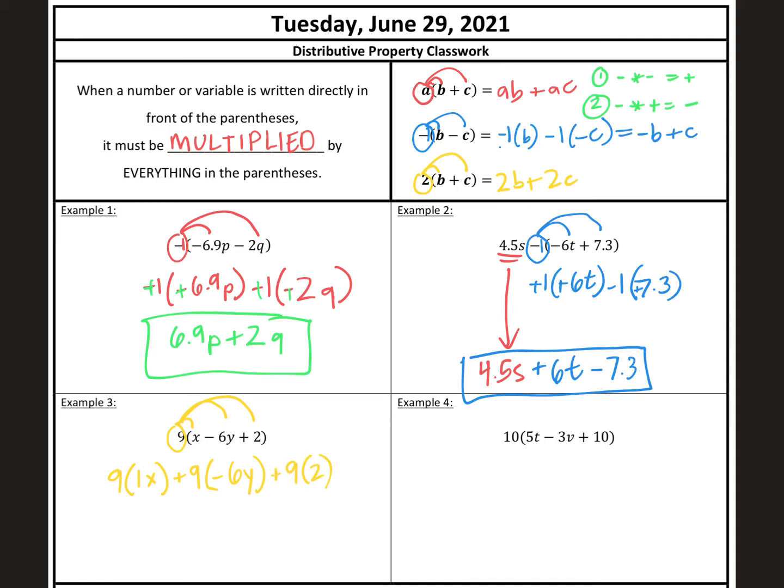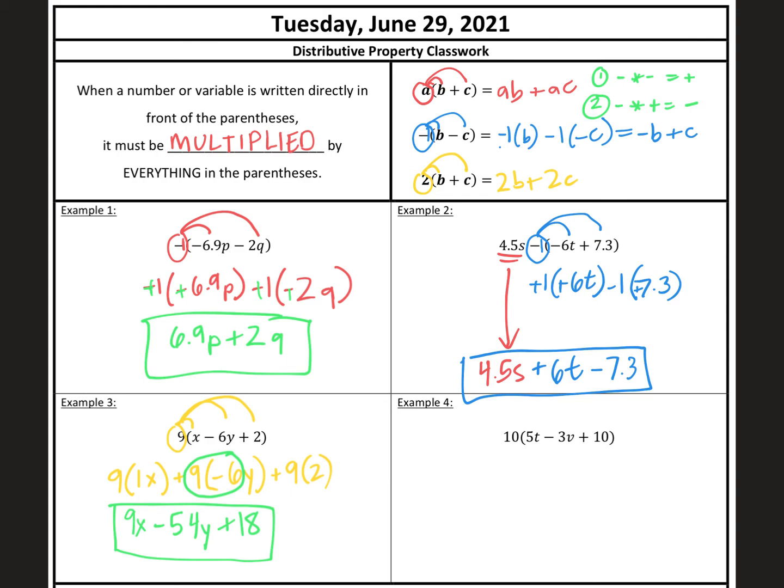And now you just need to multiply your numbers out front together. So for my first one, we do 9 times 1, that gives me 9x. My second one, 9 times -6. You can go ahead and plug that into a calculator, but it should give you -54y. Again, you just multiplied these 2 numbers together in your calculator. And then my last one, 9 times 2, gives me 18. So my final answer would be 9x minus 54y plus 18.